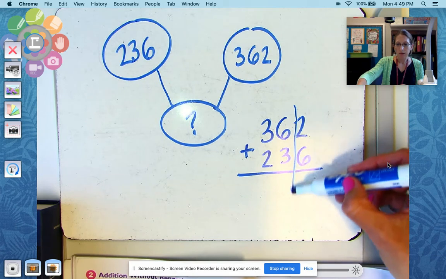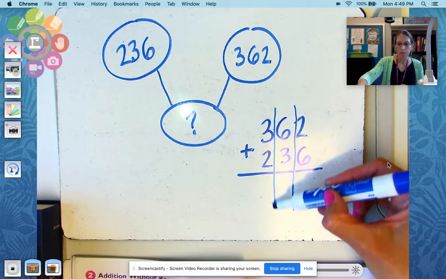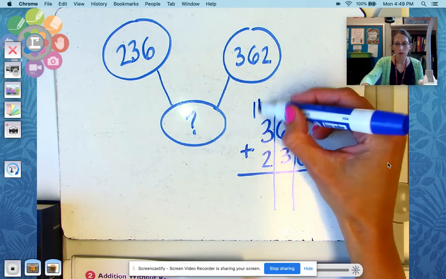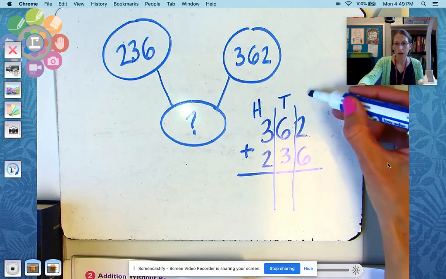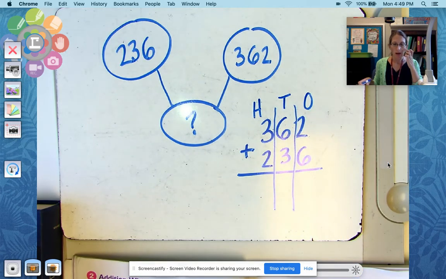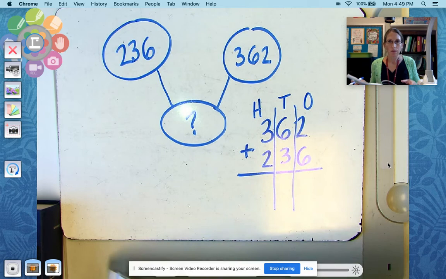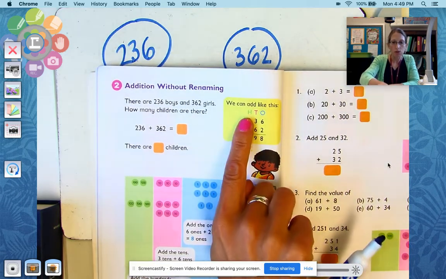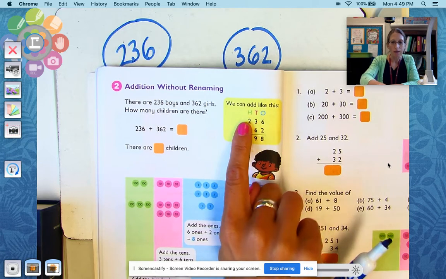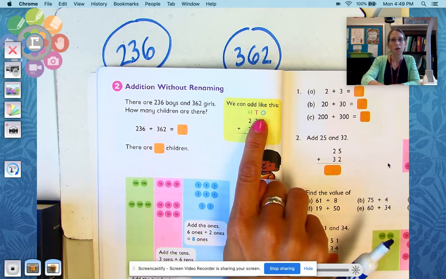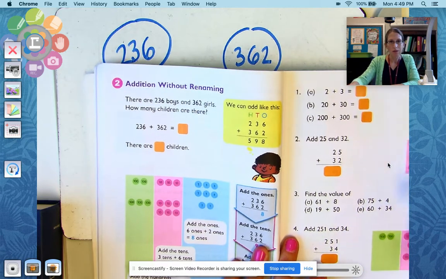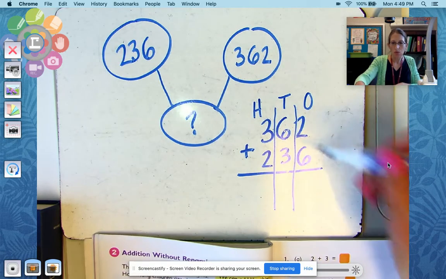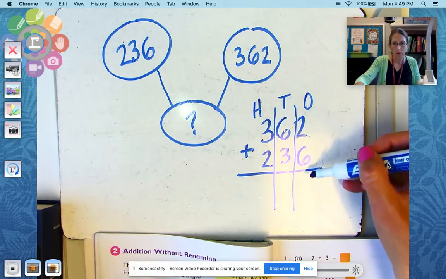Sometimes I even like to draw lines to separate the hundreds, tens, and ones. And that kind of helps me. So if you were wondering, if you see in our textbook here, they have the letters HTO, and that stands for hundreds, tens, and ones. And so that is just kind of a nice strategy for us to keep track of our different place values.